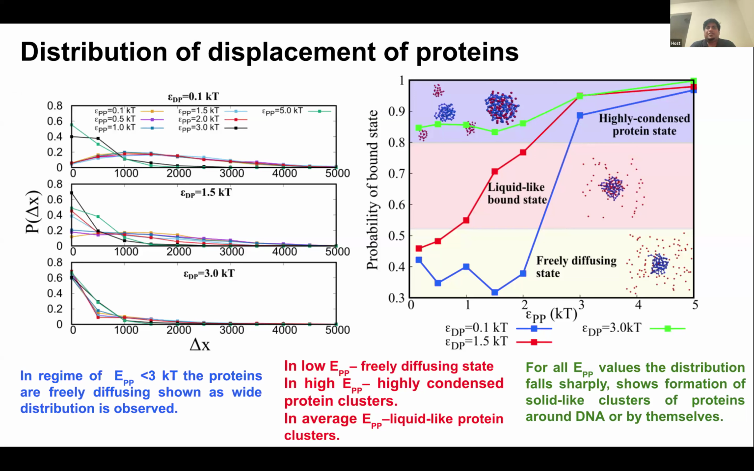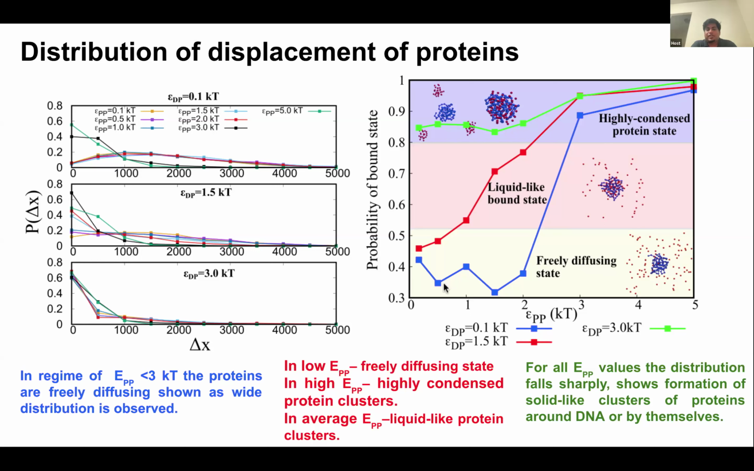So we want to see what kind of interaction leads to this. So we plotted P delta x. The delta x means the displacement of protein, and the distribution of this is plotted. When we did a summation of the probability of delta x less than 1000, we call it the probability of a bound state. If delta x is less than 1000, it is bound. If it is more than 1000, it is a freely diffusing state. We have a cutoff of 1000, and we plotted the probability of a bound state.